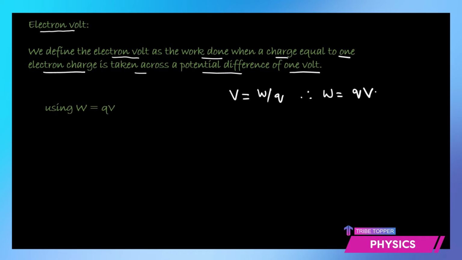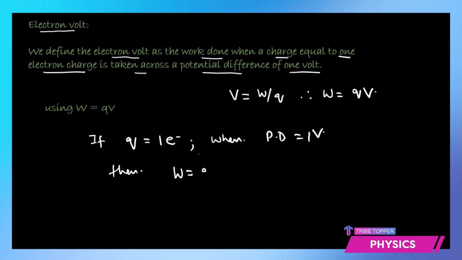If the work done we are talking about is to move a charge Q equal to 1 electron, when a potential difference of 1 volt is applied and 1 electron moves, then work done is equal to QV. So that is 1 eV. This is known as electron volt, and because it is a unit of work or energy, it must be related to joules as well. Let's see how much this electron volt is in joules.